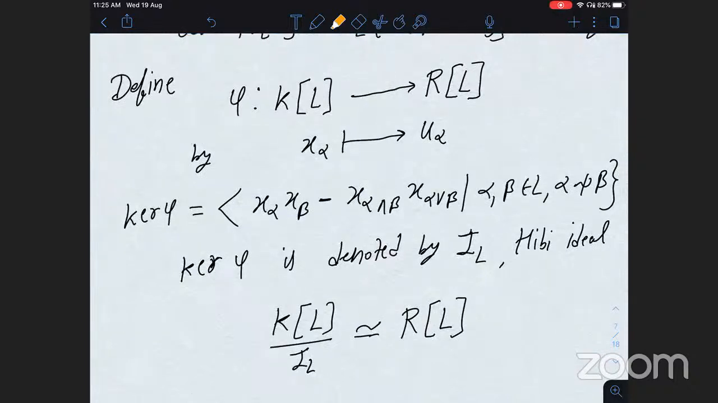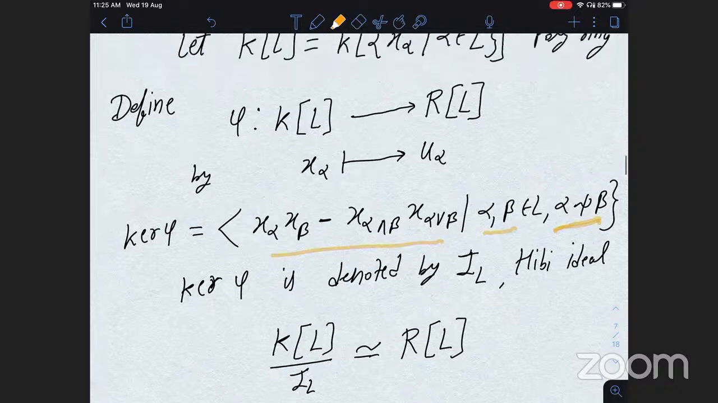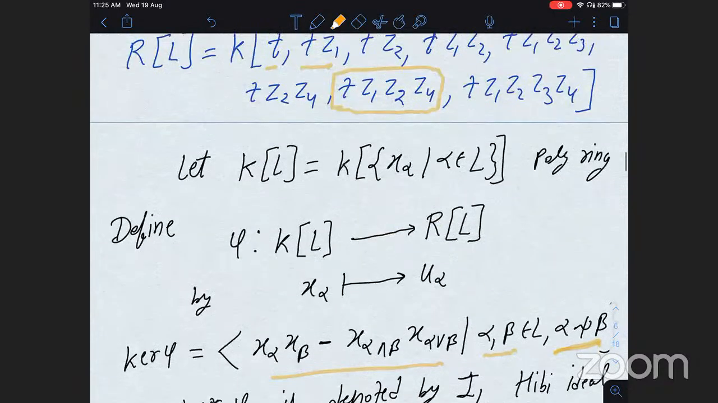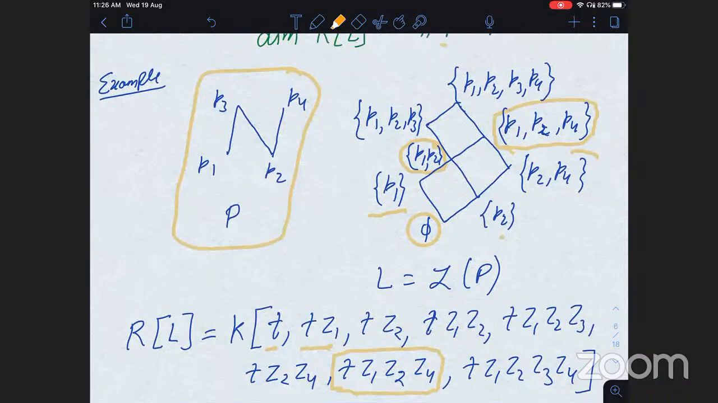What are those polynomials? X_alpha X_beta minus X_(alpha meet beta) X_(alpha join beta), where alpha, beta belong to L and alpha, beta are incomparable elements of the distributive lattice. That means neither alpha is greater than or equal to beta, nor beta is greater than or equal to alpha. For example, in the distributive lattice that we stated in a previous example, P1 and P2 are two incomparable elements, and P1 and P4 are two incomparable elements. So there will be two generators corresponding to these two incomparable elements.